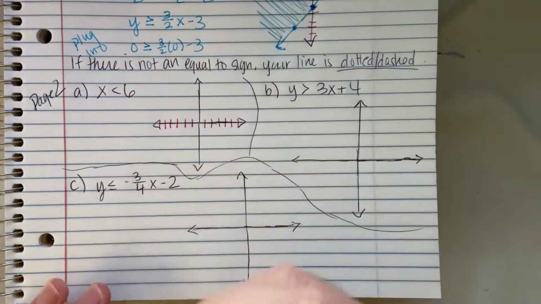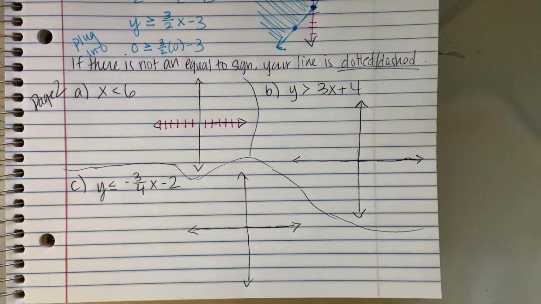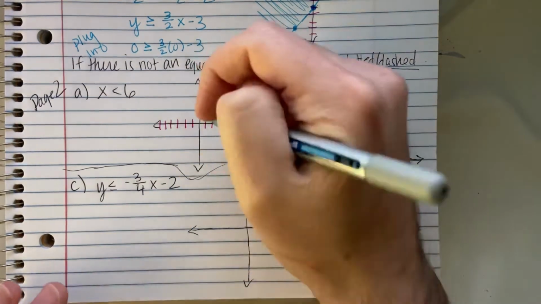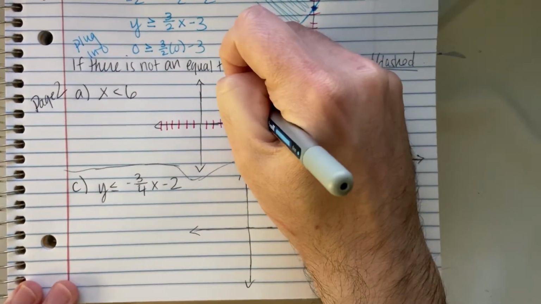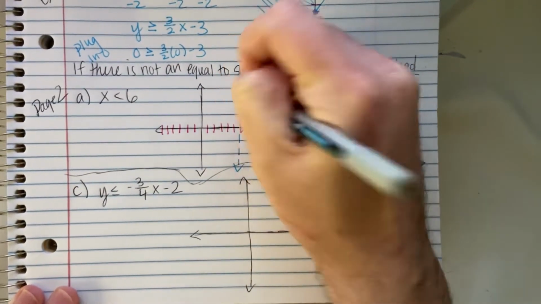And I'm going to go 6 out just because. X is equal to 6. I still graph x is equal to 6. That's still a vertical line. It's where x is 6. And I'm going to graph a dotted or dashed line at x equals 6.